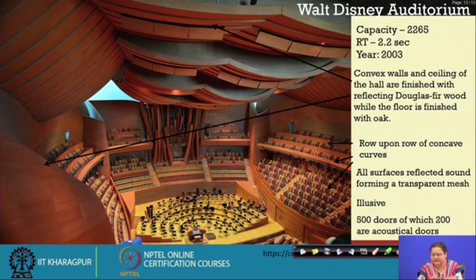All surfaces reflect sound, forming a transparent mesh. It is an illusion. The ceiling is made of convex surfaces, the seatings are made of concave surfaces. So, it is a network of sound, a transparent network of sound moving inside, giving it an elusive feeling. Similar to the Verizon Hall, it also has 500 doors, of which 200 are acoustical doors.